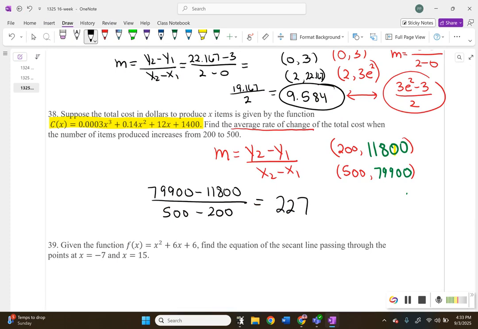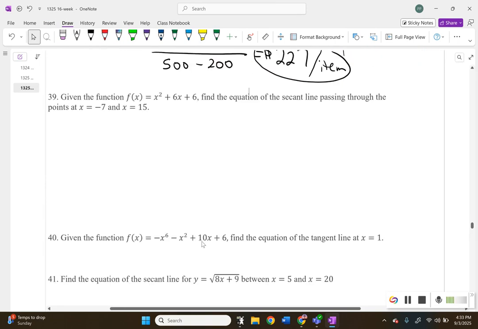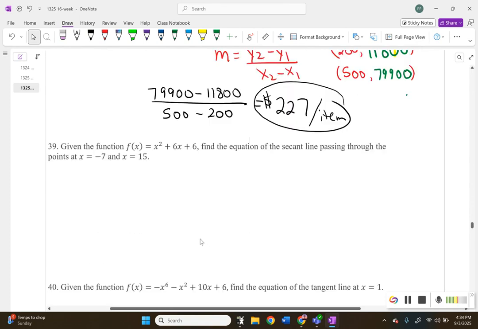So the average rate of change is increasing by $227 per item. Okay. And then number 39 says, given this function, find the equation of the secant line. So that's an algebra question.